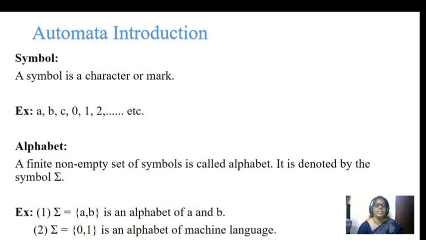Here, a symbol is a character or a mark. It should be an alphabet letter or a number. Okay. Alphabets. What is an alphabet? A finite non-empty set of symbols is called an alphabet. It is denoted by sigma. For example, sigma equals {a, b} or {0, 1}. Any finite number of numerals or alphabet entries. Alphabet of machine language.